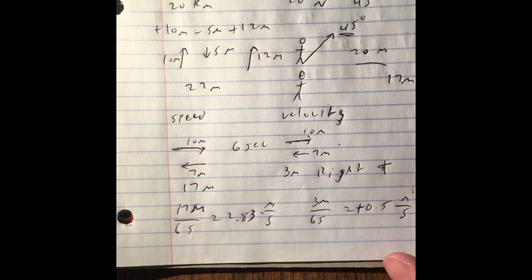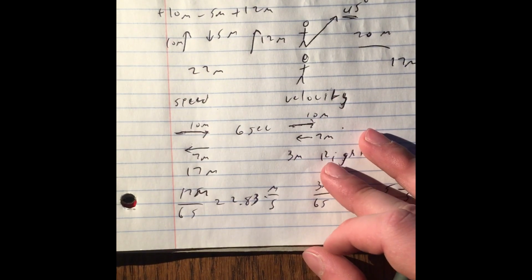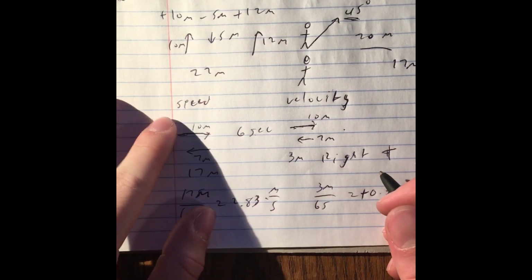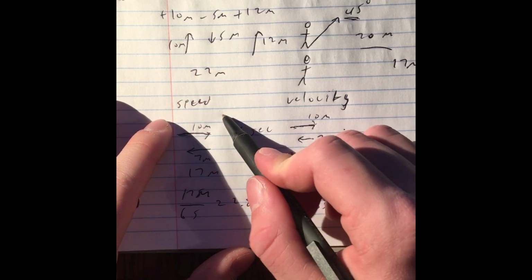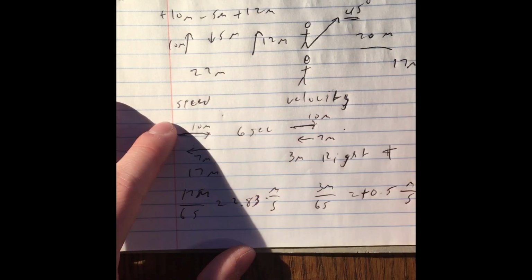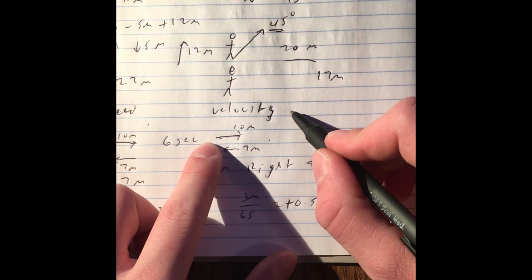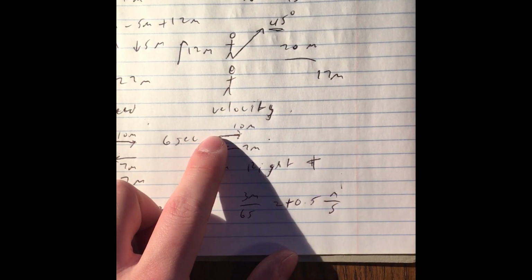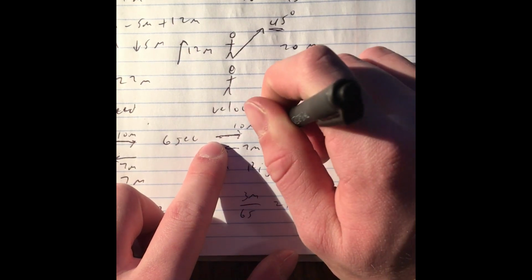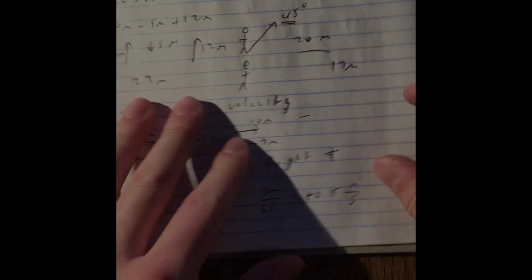And then speed and velocity are linked with distance and displacement. Speed is just the amount of distance total an object has covered over time. Velocity is just the amount of displacement an object has experienced during an amount of time.